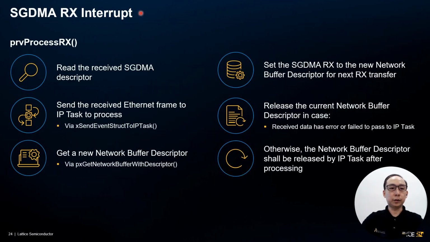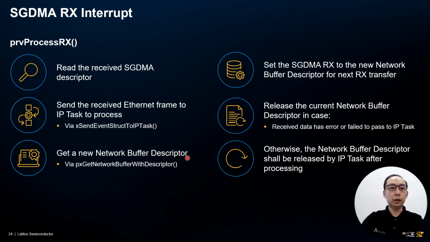This slide describes the process RX API that is responsible for handling the Ethernet receiving frame interrupts. It will read the received SGDMA descriptor to understand where the Ethernet frames have been stored by the DMA. After that, it shall send the received Ethernet frame to the IP task for further processing by calling the FreeRTOS API as shown here.